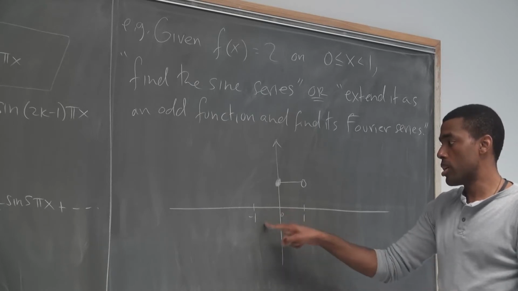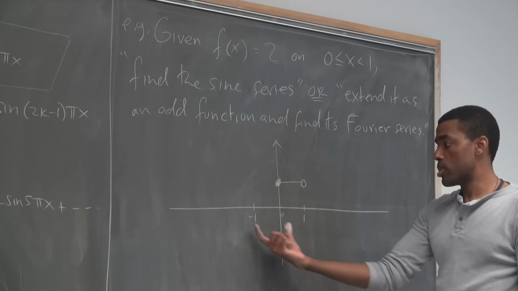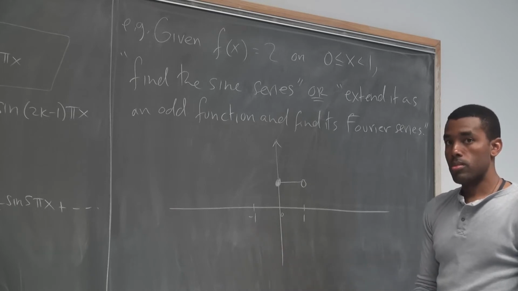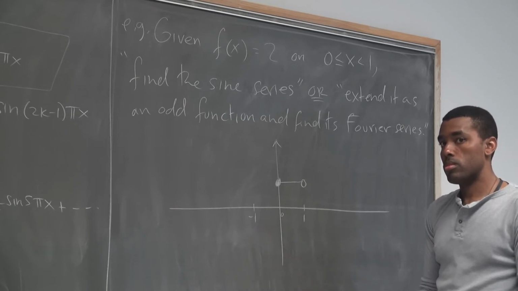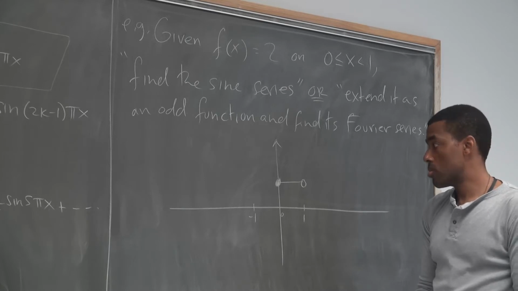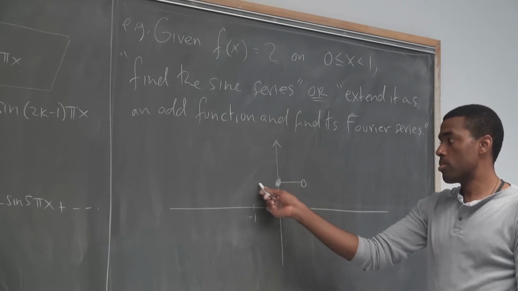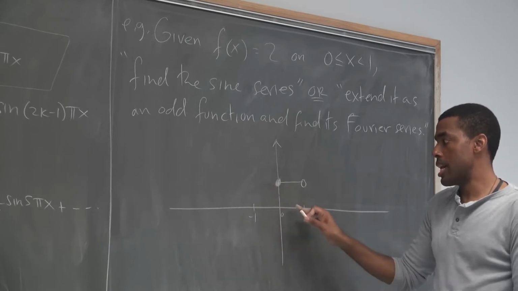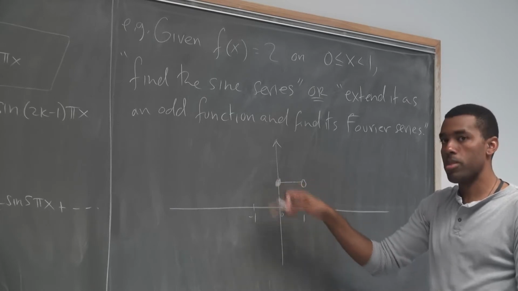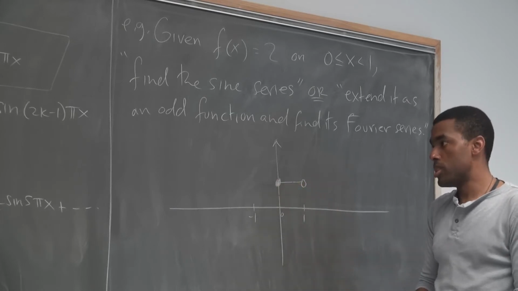What would the function be on this interval? Minus 1 to 0. It can't be the same thing. It can't be the same, because in that case f of x will be the same as f of minus x. It wouldn't be 0.